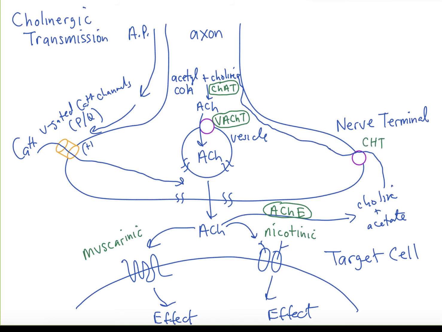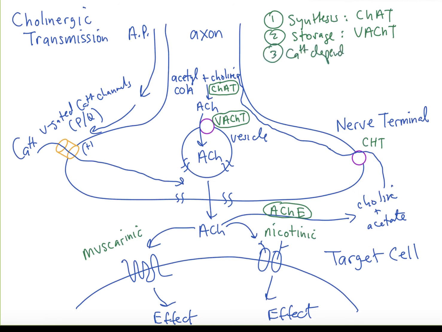So to summarize the steps for cholinergic transmission, we have our synthesis step, which is going to require the enzyme choline acetyltransferase. We have the second step, which is storage, which is going to require the transporter VAChT. We have vesicle fusion with the nerve terminal membrane and exocytosis, and that's a calcium-dependent process. Number 4 is binding to the receptors.